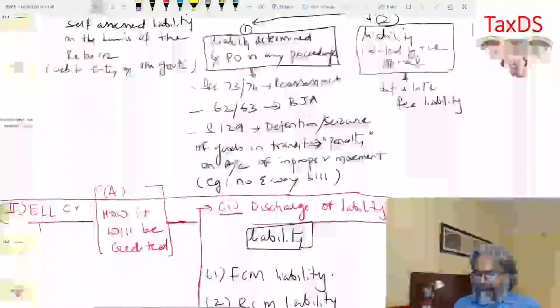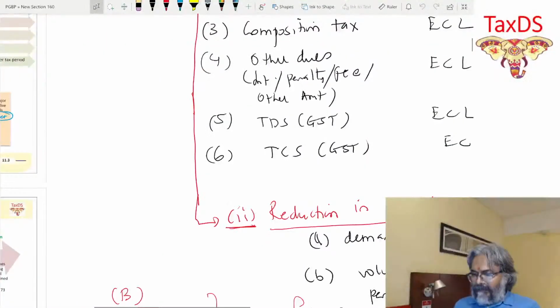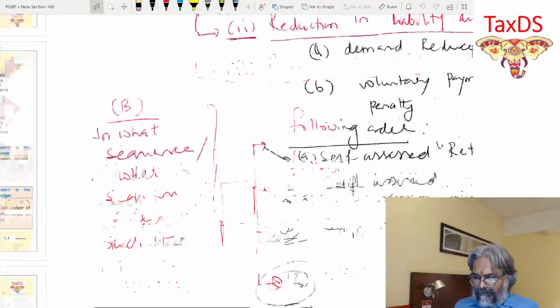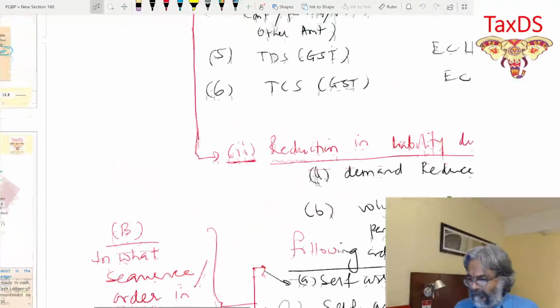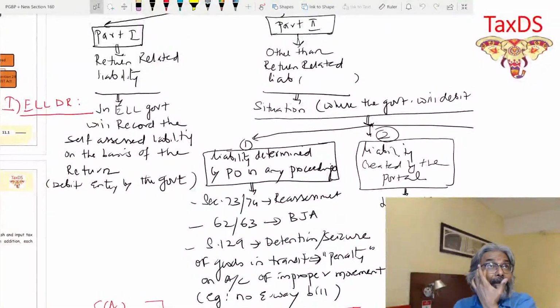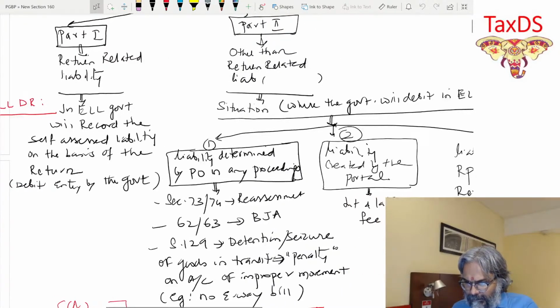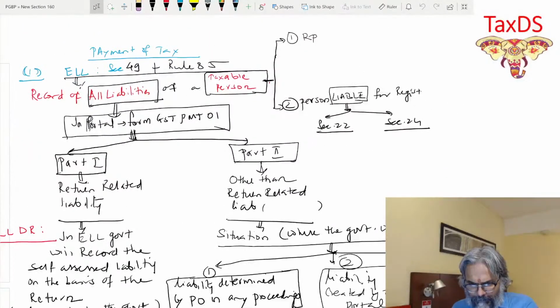The electronic liability ledger, students, and the next one was the electronic cash ledger. One was the electronic liability ledger, and the second one was the electronic cash ledger. So two ledger records we have considered, and now today, students, we will start off with the electronic credit ledger. The credit ledger is now to be considered in our discussion. Now, only one particular point, students, so far as this is concerned.